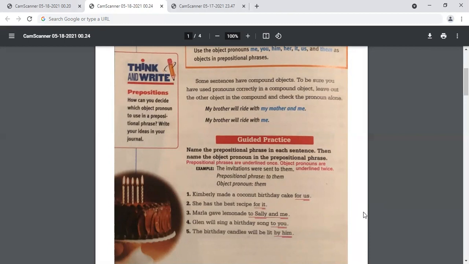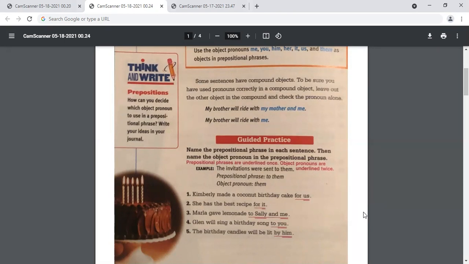Number 1, Kimberly made a coconut birthday cake for us. For us is the prepositional phrase. For is the preposition. Us is the object pronoun. It's the object of the preposition. Number 2, she has the best recipe for it. For it is the prepositional phrase, begins with the preposition for, and it is the object pronoun.